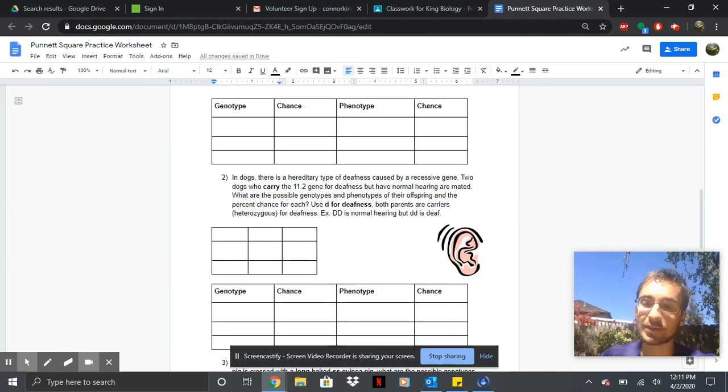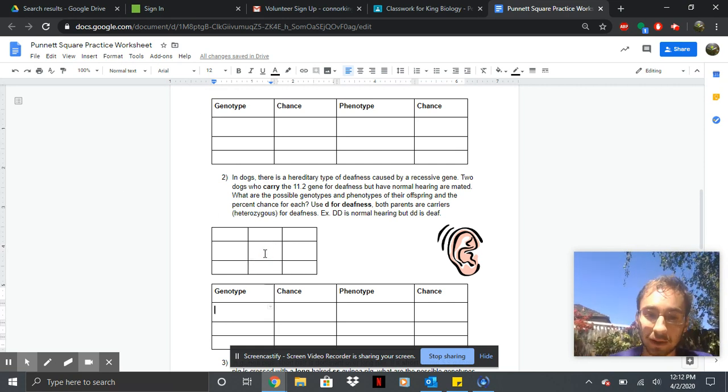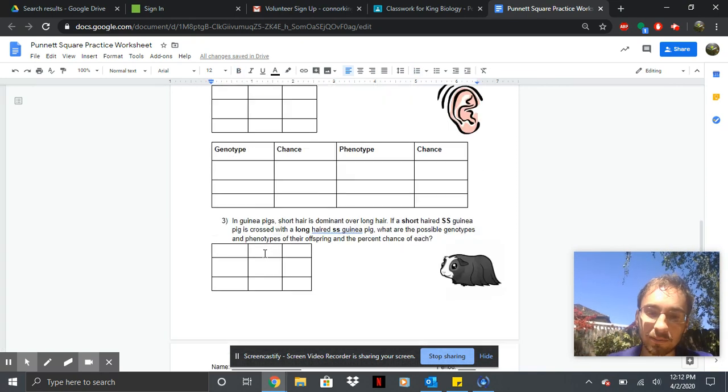Next we're going to be talking about deafness. I'm going to give you two parents who are carriers for the deafness gene, and then you're going to see how many of the kids are going to turn out to have no hearing or which ones will have normal hearing. And that one has no scaffold. You have to figure that one out all by yourself. And same for the rest of them.